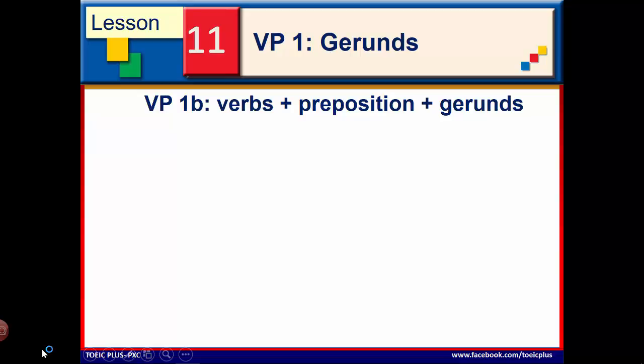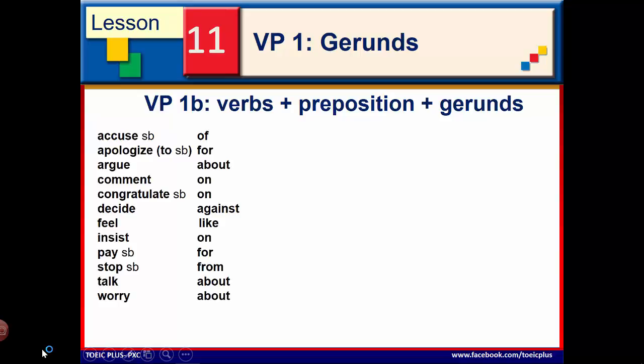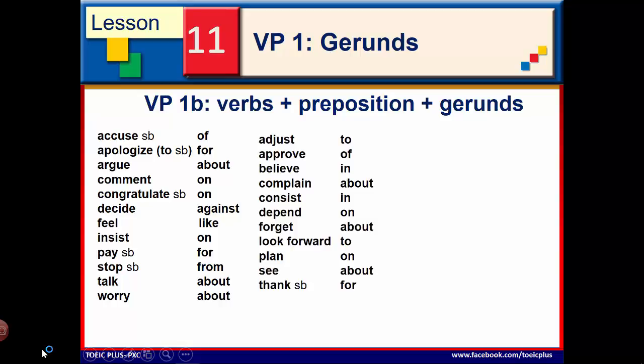Alright, yes. Repeat after me: verbs, prepositions, and gerunds. Accuse somebody of. Apologize to somebody for. Argue about. Comment on. Congratulate somebody on. Decide against. Feel like. Insist on. Pay somebody for. Stop somebody from. Talk about. Worry about. Adjust to.